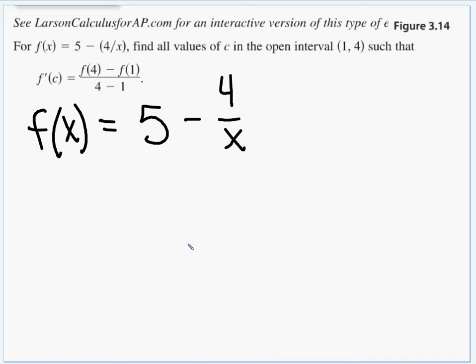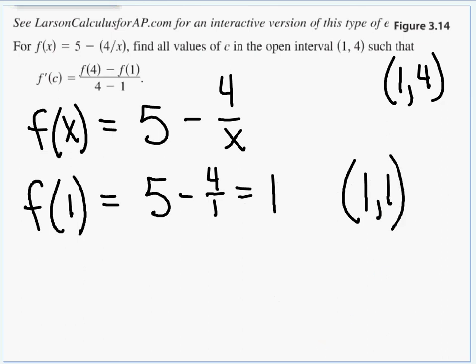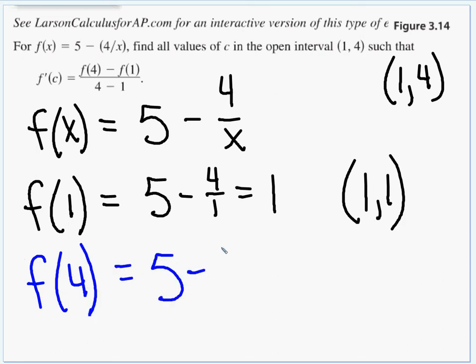First, let's find f of 1. If we plug a 1 in there, we get 5 minus 4 over 1. That's 5 minus 4, or 1. So we get the point 1, comma 1. Let's check the other endpoint, 4. F of 4 is 5 minus 4 over 4, which is 5 minus 1, or 4. So we've got another point, 4, comma 4.